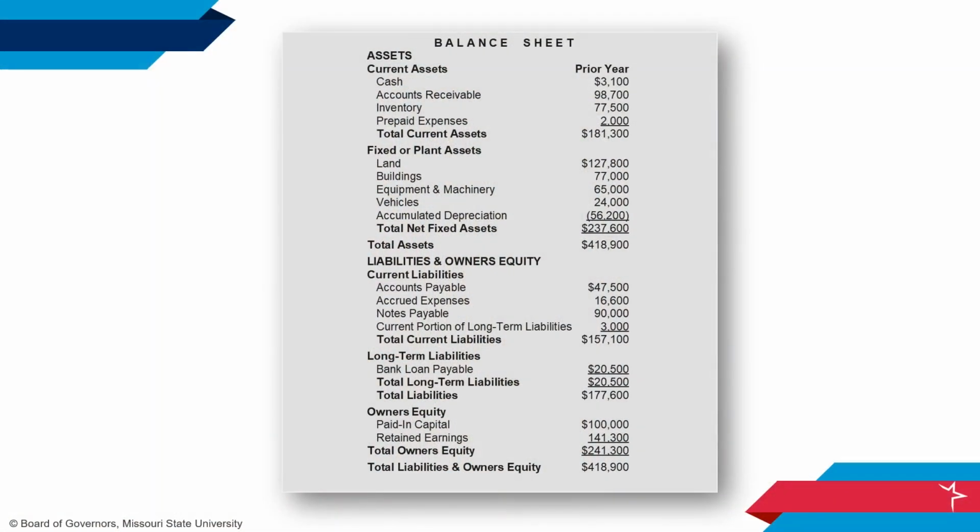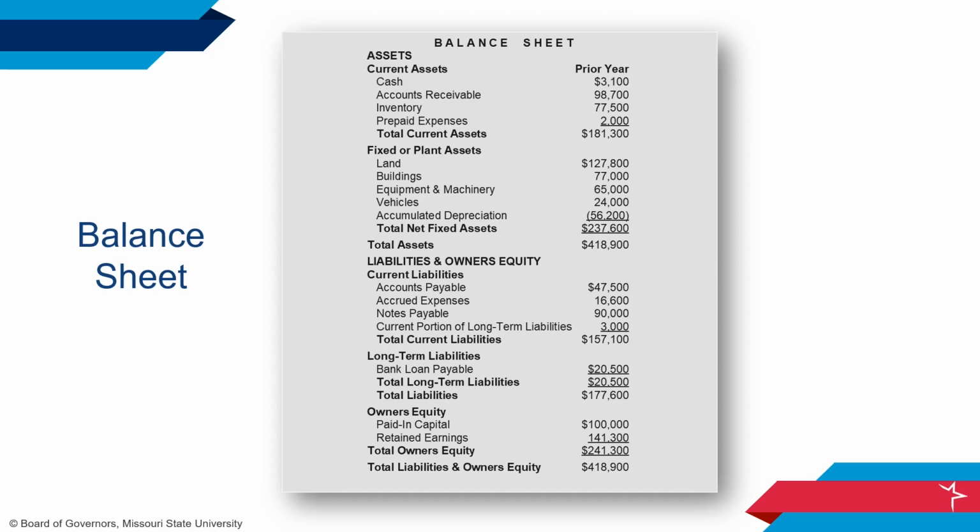Now let's take a look at a sample balance sheet. Remember, the balance sheet is at a specific point in time. It has the assets, the liabilities, and the equity of the business. It shows what the business owns as assets, what the business owes as liabilities, and then the difference of that, equity or net worth. You can see on the sample balance sheet, assets are broken down into current assets and fixed assets. Liabilities are broken down into current liabilities and long-term liabilities.